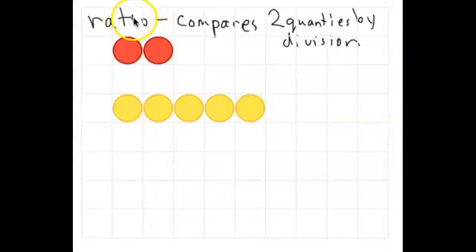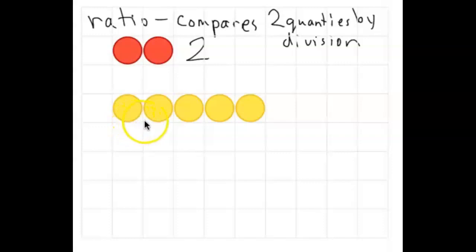Ratios are different because a ratio is a type of number that compares two quantities by division, but these quantities are not part of the same whole. They're not part of the same set. So let's imagine that the red counters are puppies. How many puppies would there be in this model? Go ahead and answer that question. Exactly, there are going to be 2 puppies because we have 2 red counters.